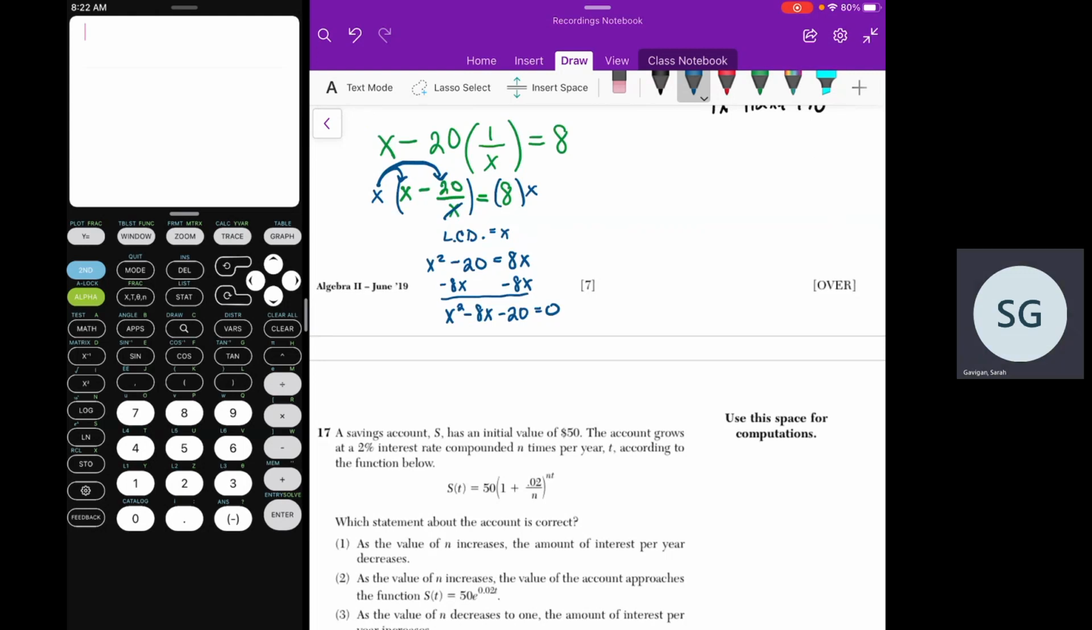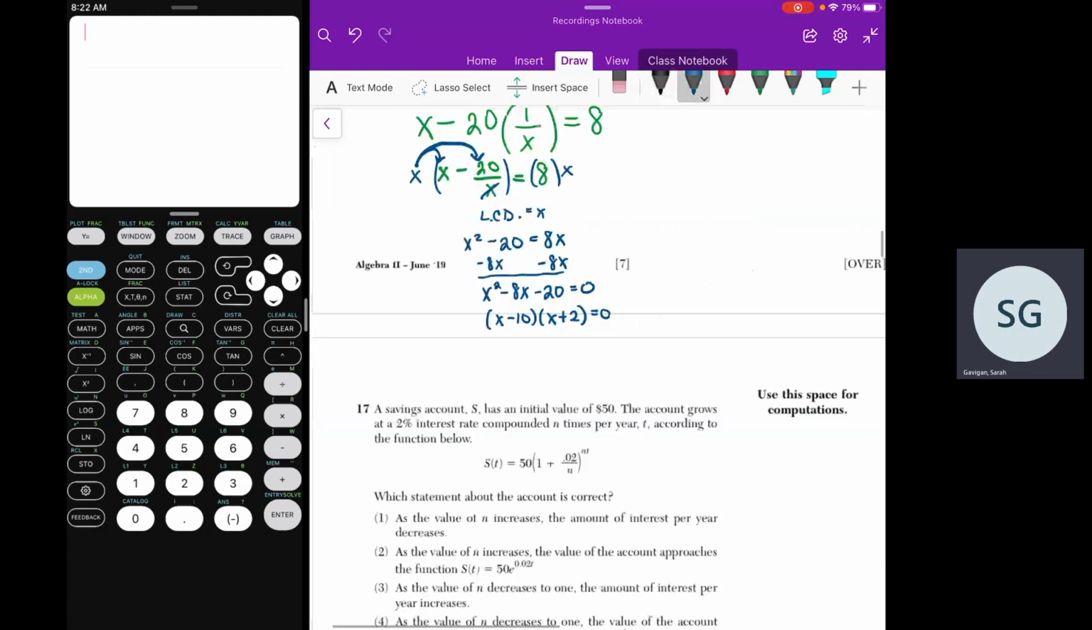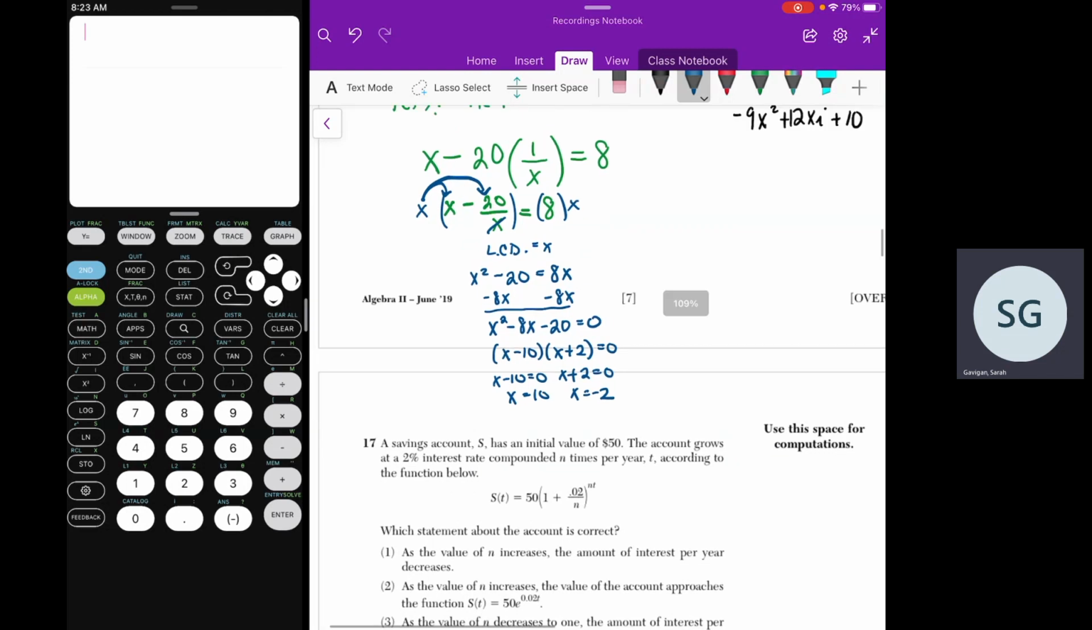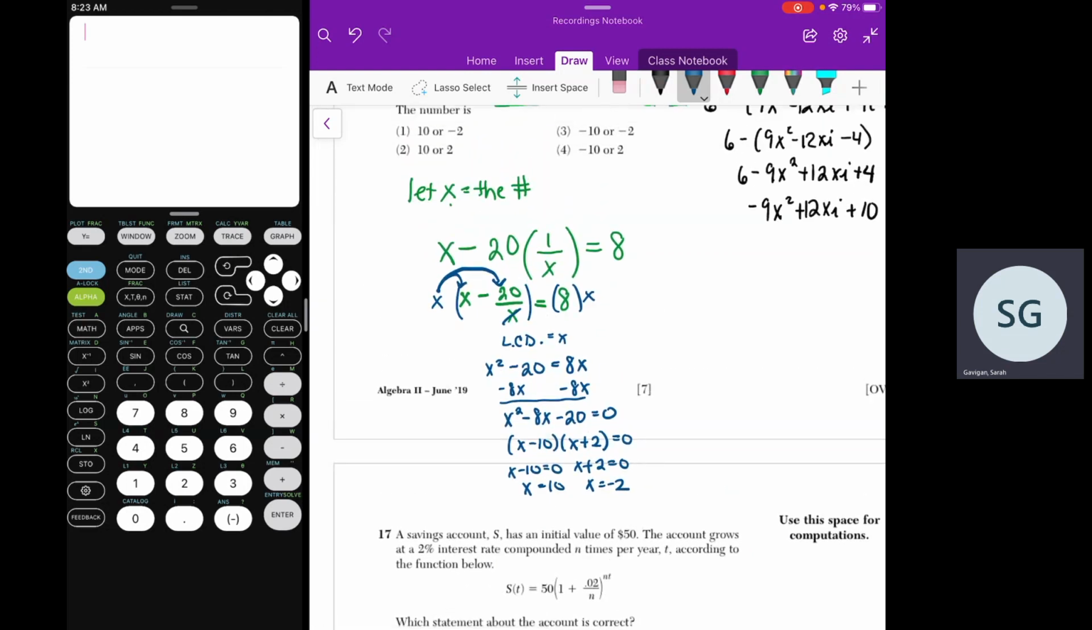All right, what multiplies to negative 20 and adds up to negative 8? That's going to be negative 10 and positive 2, which makes sense because if you look at the answers, I had 10s and 2s. So x minus 10 equals 0, x plus 2 equals 0. I don't suggest you bail in the middle and just pick answers because of the different signs. It will be easy to mess those up. So I have a positive 10 and a negative 2.